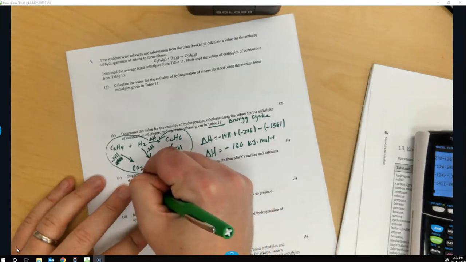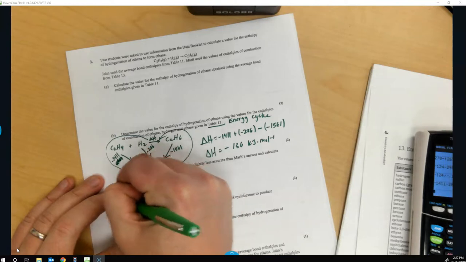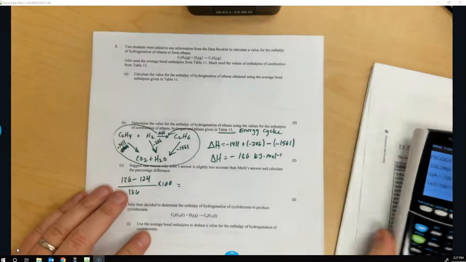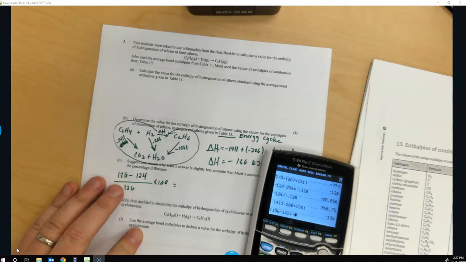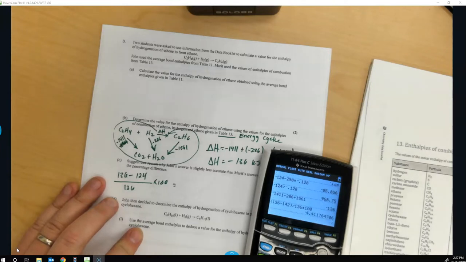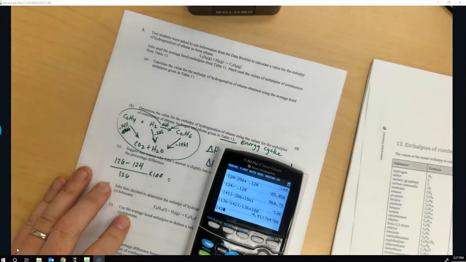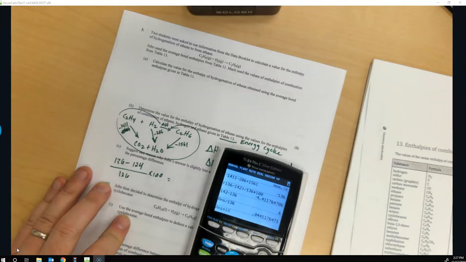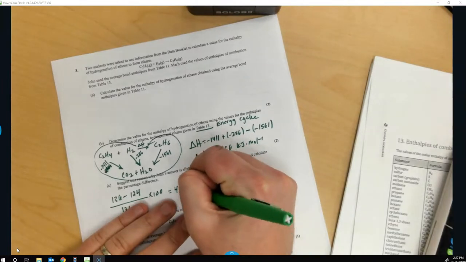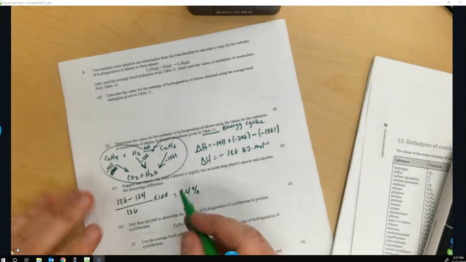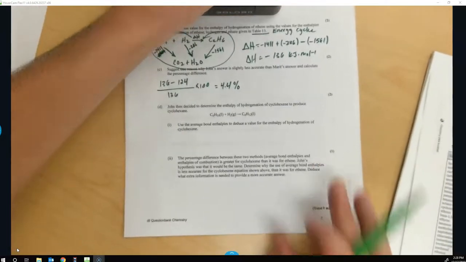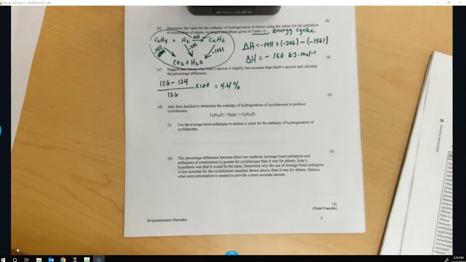John got 124, Merritt got 136. If I divide that by 136, multiply by 100, this is a lot like percent error, right? 136 minus 124 divided by 136 times 100, I get 4.4%. And you could also divide by 124. You'll get a slightly different value. I think it's like 8.2% or something like that. But the data booklet or the mark scheme accepts both. All right. John decided to determine the enthalpy of hydrogenation of cyclohexene to produce cyclohexane.